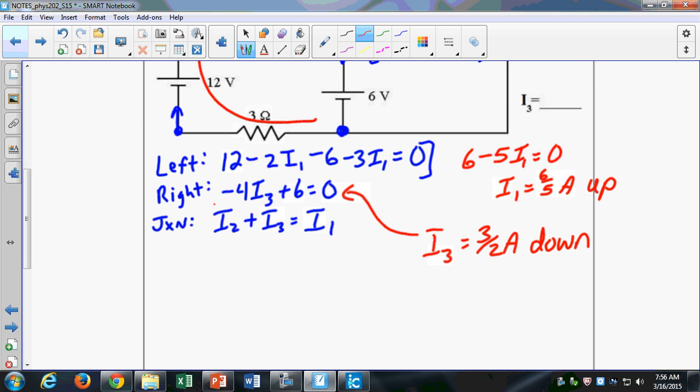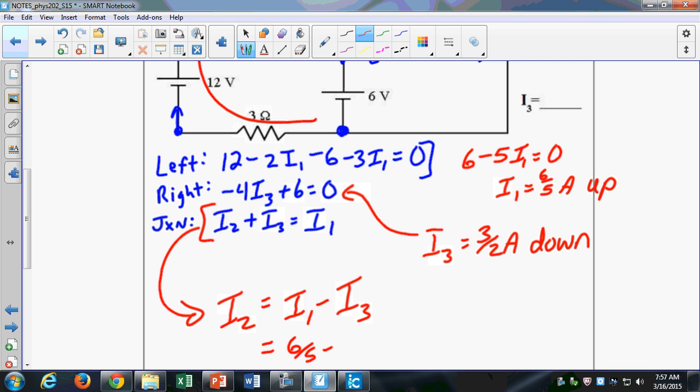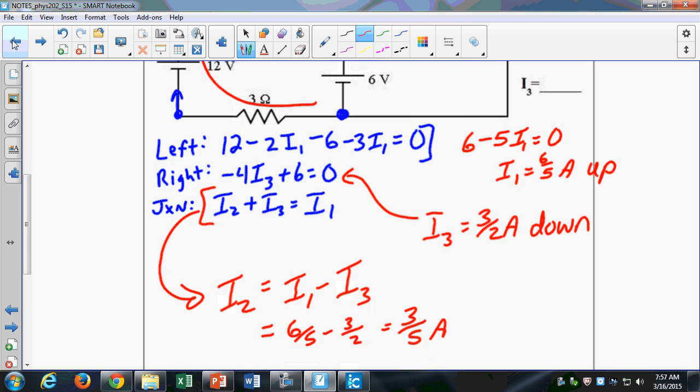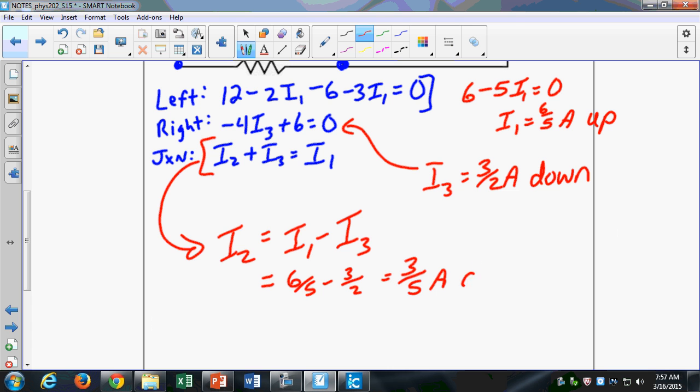And then I solve here. Plug those two into my junction rule. I get I2 equals I1 minus I3. 6/5 minus 3/2. Is that 12/10 minus 6/10? So 6/10, 3/5 of an amp. And it's positive. Looks like I chose all my directions correctly. That's I2, so that's down.